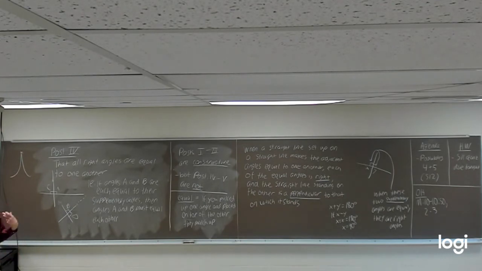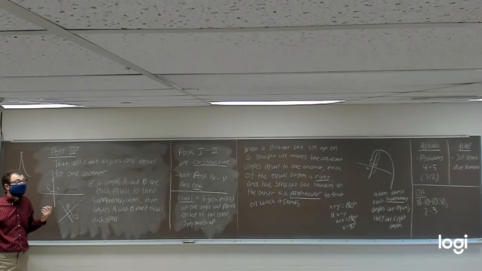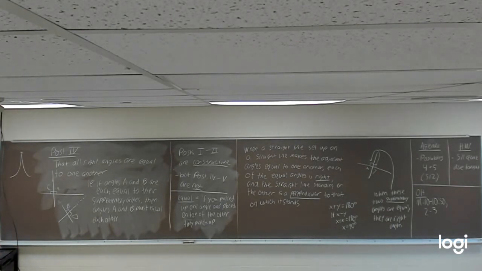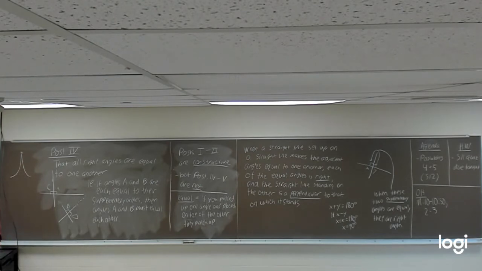If we had defined a right angle as an angle with 90 degrees, then, yeah, duh, all right angles are equal because they have the same number of degrees. But based on Euclid's definition alone, I don't think it's very clear at all that if A and B are equal to their own supplementary angles, why should A and B have to equal each other?